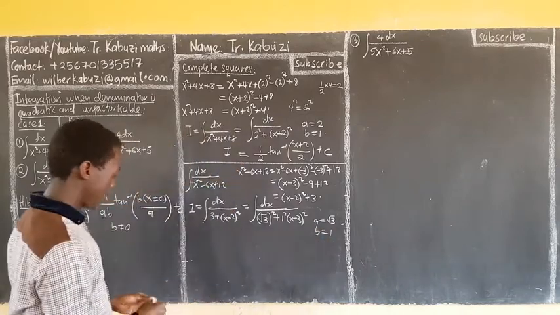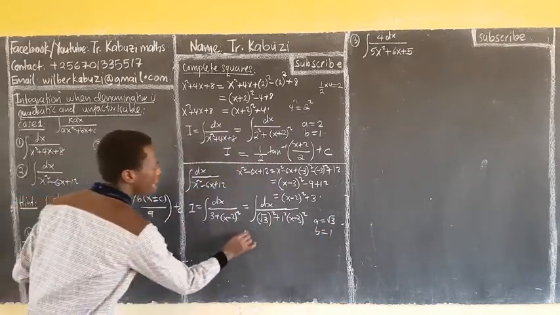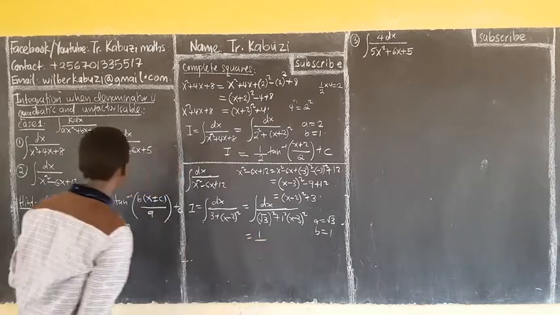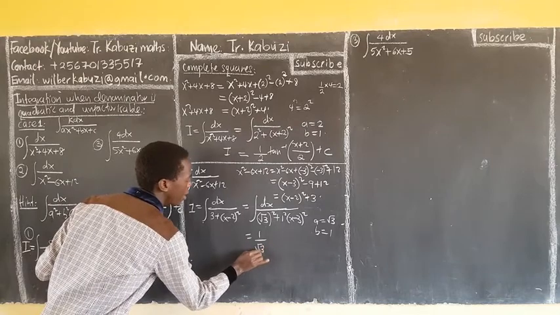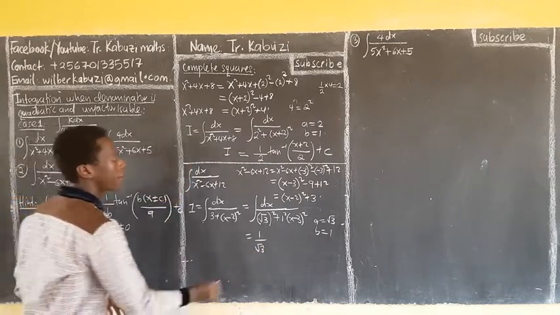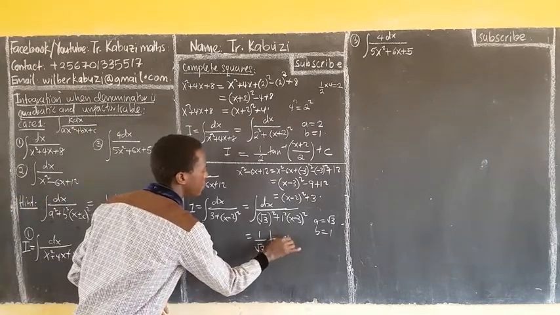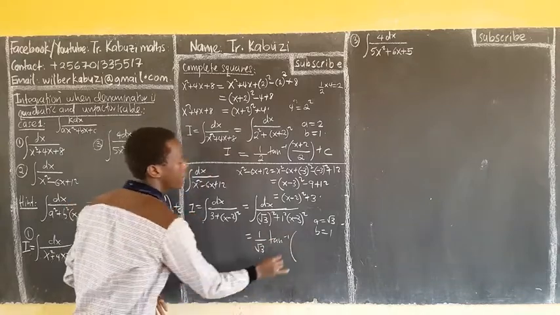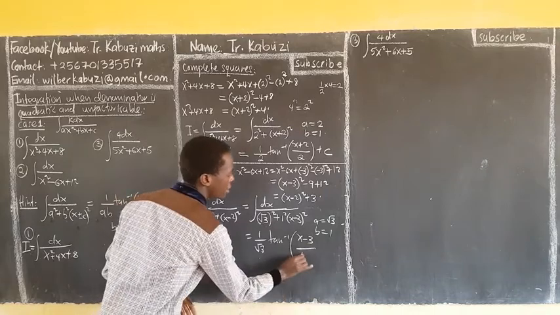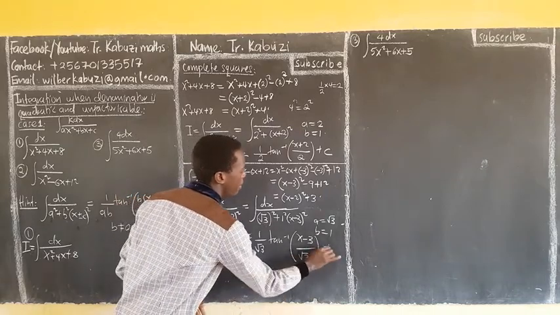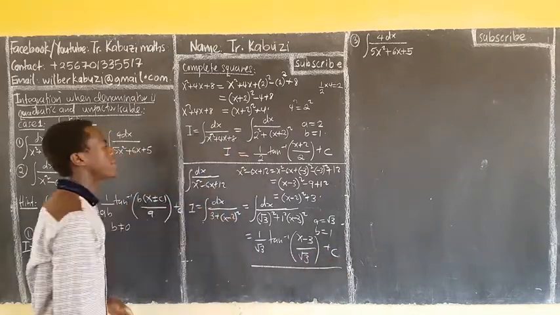Now substituting into this formula. Now this will be 1 over root a minus a, which is root 3, then times b, which is 1, then tan inverse of b, which is 1, then (x minus 3), the whole over a, which is root 3, then plus the constant of integration.